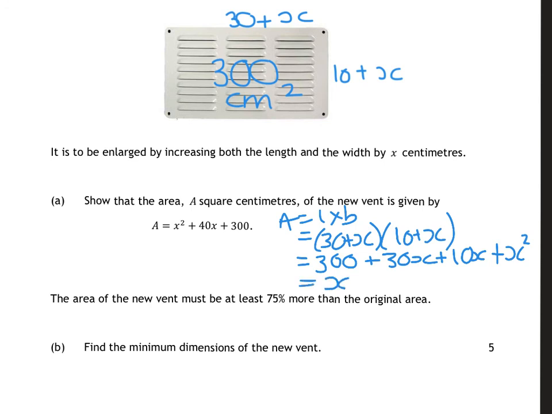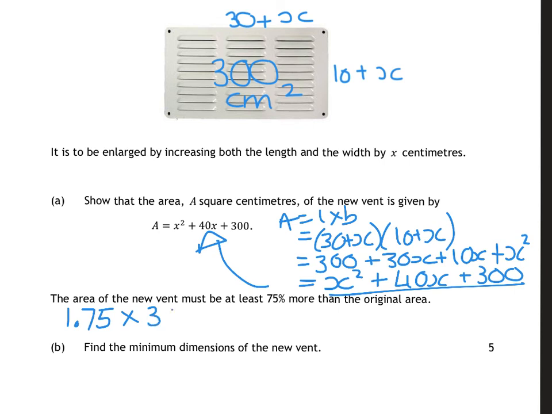Put this in the order we're used to. The bit in the middle tidies up to 40x and 300 on the end. And that is exactly what we were asked for. It then says the area of the new vent must be at least 75% more than the original one. So if I have to increase the old vent by 75%, I times it by 1.75. So I'm doing 300 times 1.75, which is 525. So this is what the area of the new vent has to be.